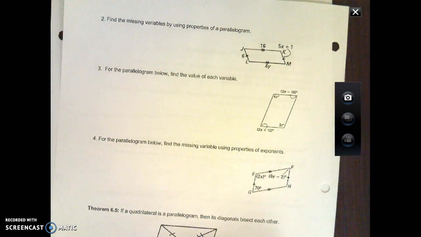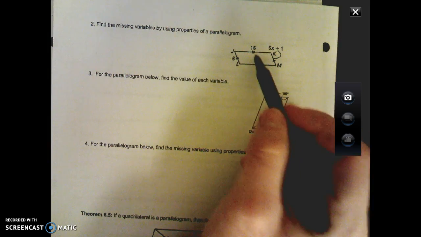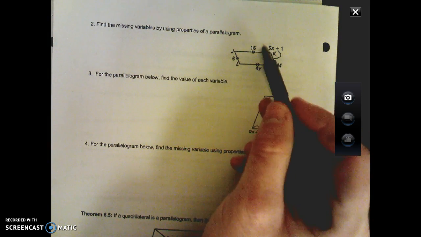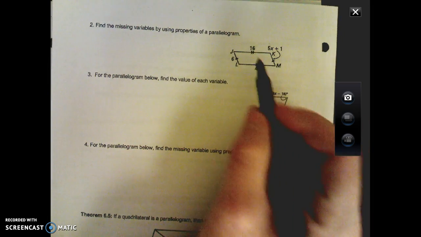Basically, all these problems are revolving around the same idea. Number 2, find the missing variables by using properties of parallelograms. Same idea. They're giving me sides. How do I know that? Well, one, there are no degrees, and two, they're just on the outside. So let's start with the y.